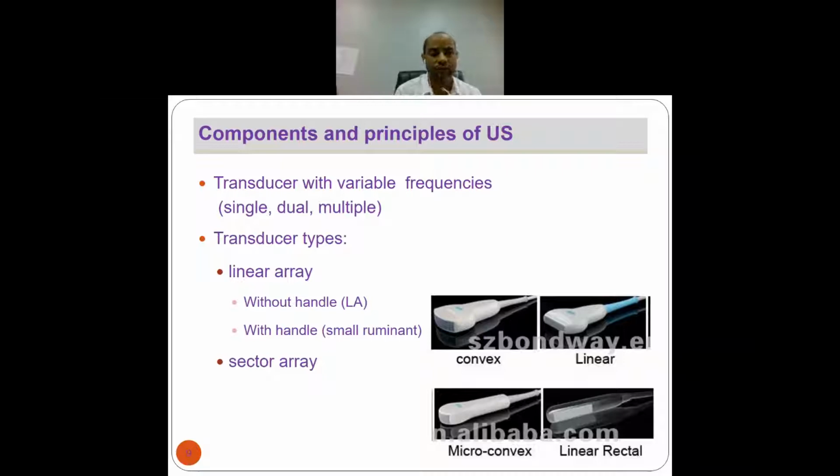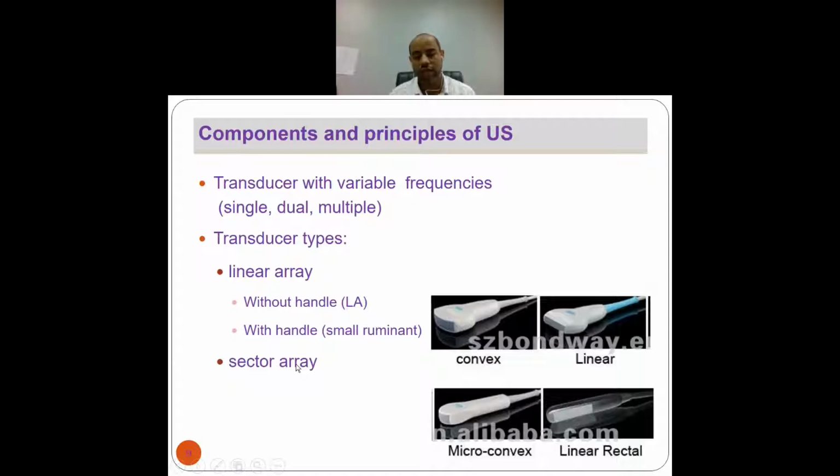Now looking at the components in detail and the various types of each of these components, basically referring to the transducer. When we talk about the transducer, as I say, this is the part of the ultrasound machine which is important for the production of the sound waves and to receive the reflected sound waves, or the echo, back from the object. And when you look at these probes or transducers, they are of different types. The major classes of these probes are two. One is the linear array probe, and the other one is the sector array probe.